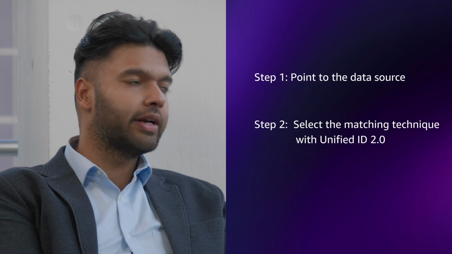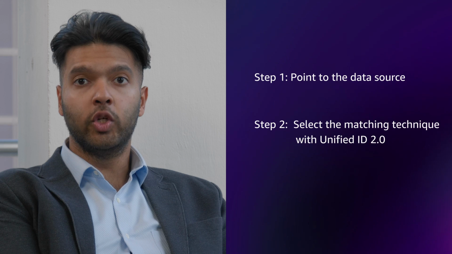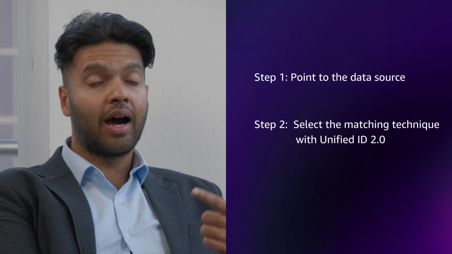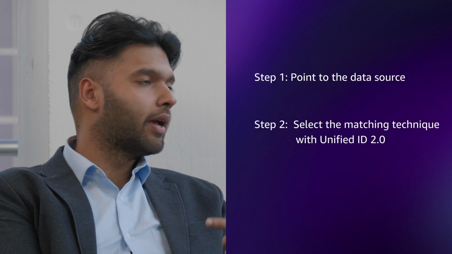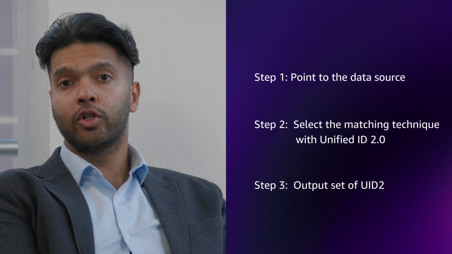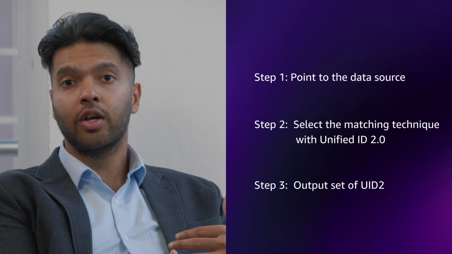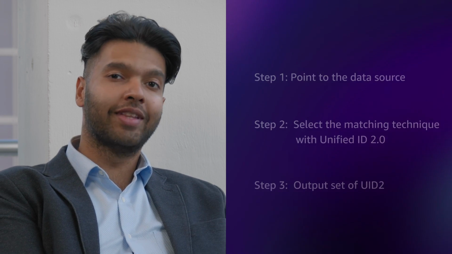Second, Punit is going to create a matching workflow with UID 2.0 as the chosen and preferred matching technique, so that our system knows what to generate. And third, Punit is also going to point to the data output location where we'll generate the set of UID 2.0s to undergo the activation scenario. With that, over to you, Punit. Thank you, Shobhit, and thank you, Jaime.